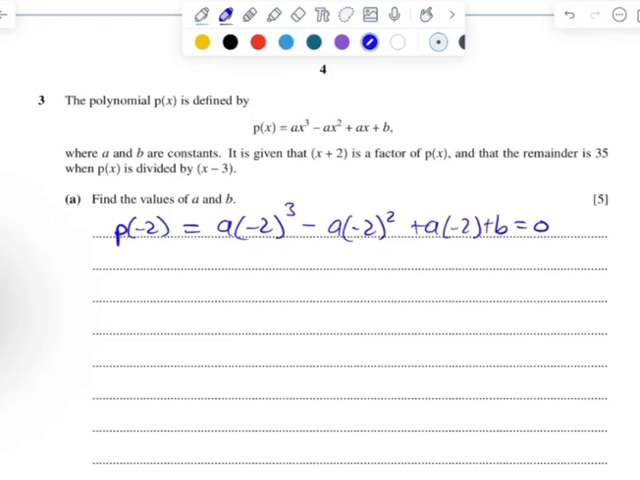Okay, so this is a very typical question. The trick is that if it's a factor, it's going to be equal to 0. And if there's a remainder, then we need to equate it to the remainder. And then we're going to use simultaneous equations between the two. Okay, so I have already set this one up. Be careful with your positive and negative signs. This one is 4a.